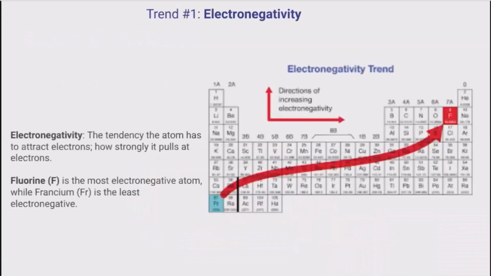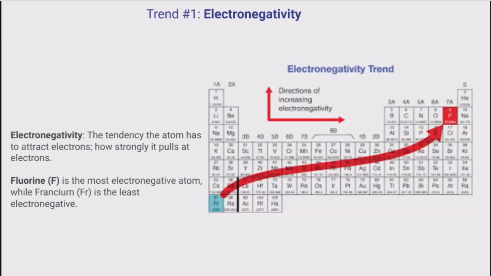So let's move on to the first and honestly, in my opinion, the most important trend, and that is electronegativity. So electronegativity is the tendency an atom has to attract electrons. Basically, how strongly does it pull at electrons? Fluorine, in red here, is the most electronegative atom, while francium at the very bottom left, which is blue, is the least electronegative. And the arrow shows you the direction that electronegativity grows.